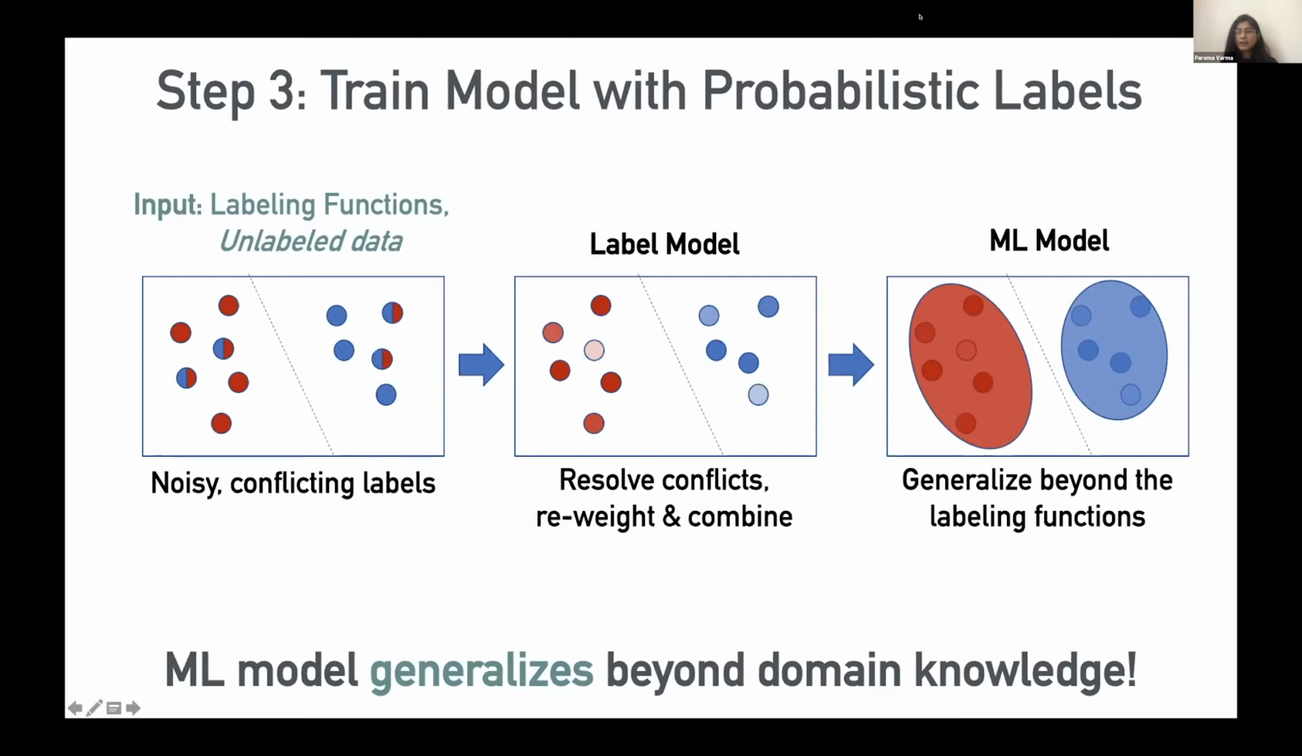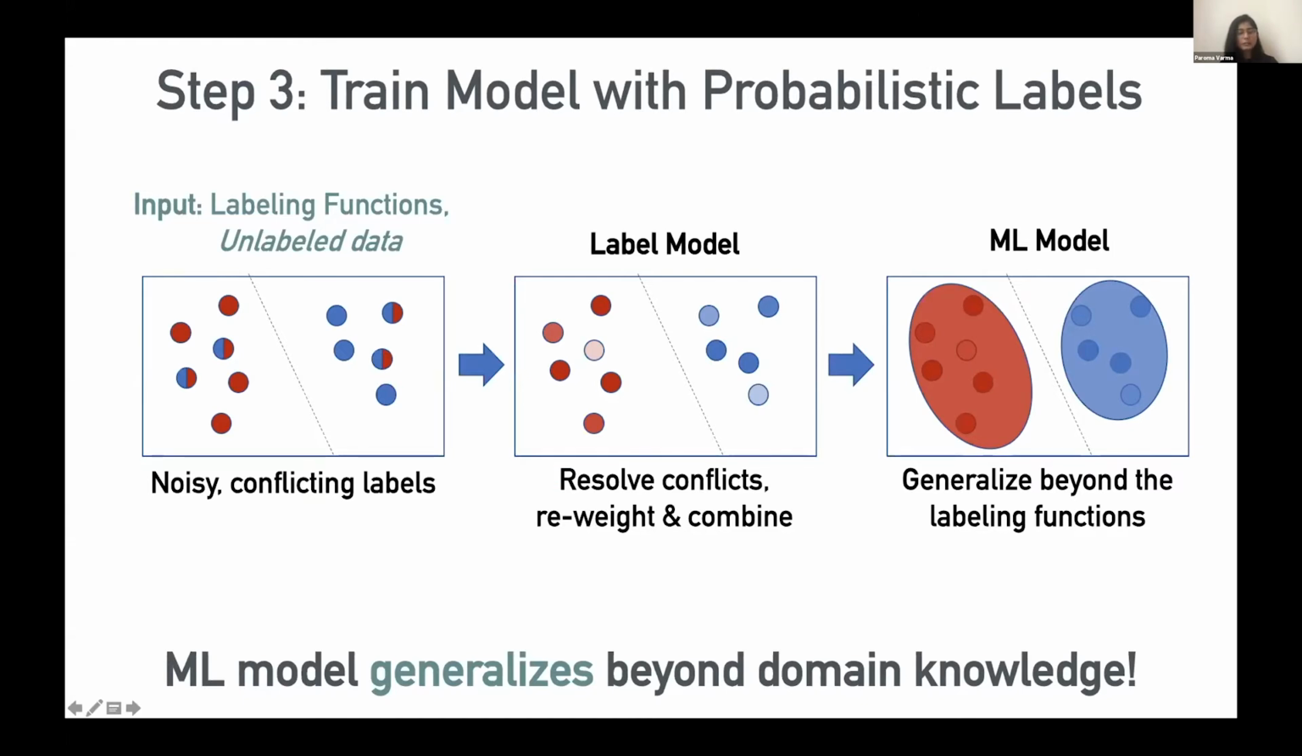One of the questions that we often get is why do we even need to train an end machine learning model, right? Why don't we just stop at, we have a machine learning model, which is this label model. It's given us probabilistic labels, which is exactly what we need. So why are we going this extra step?